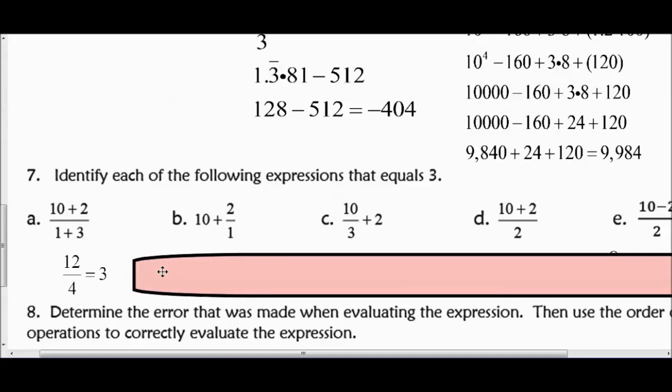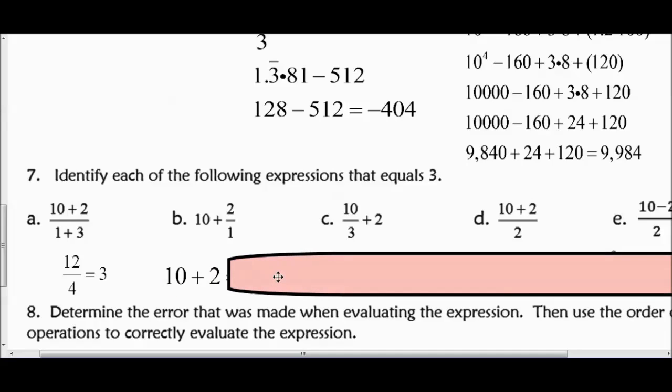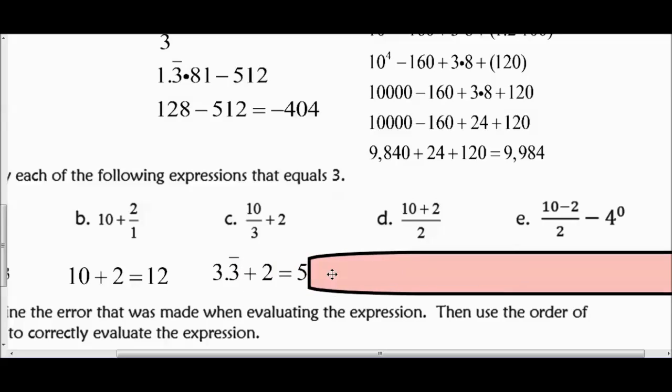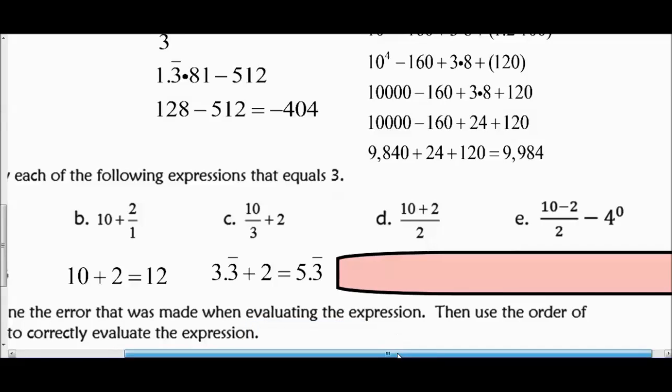The second one, we have a fraction here. That's really a division problem. That's what we're going to do first. 2 divided by 1 is 2, plus 10 is 12. That is not equal to 3. And the next one, we're going to divide first. 10 divided by 3 is 3.3 repeated. Plus 2 is still going to be a decimal. Obviously, it's not going to be 3, which is a whole number. So that's 5.33 repeated. That's not it.